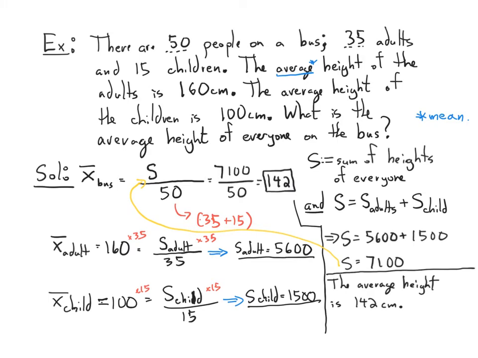And that jives with our estimation. We said it was somewhere between 100 and 160, but because there are more adults than children, it's going to be closer to 160 than it is to 100. It's not going to be halfway. It's not going to be 130. It's going to be closer. And 142 jives with that. So we're pretty happy that we did the correct thing.